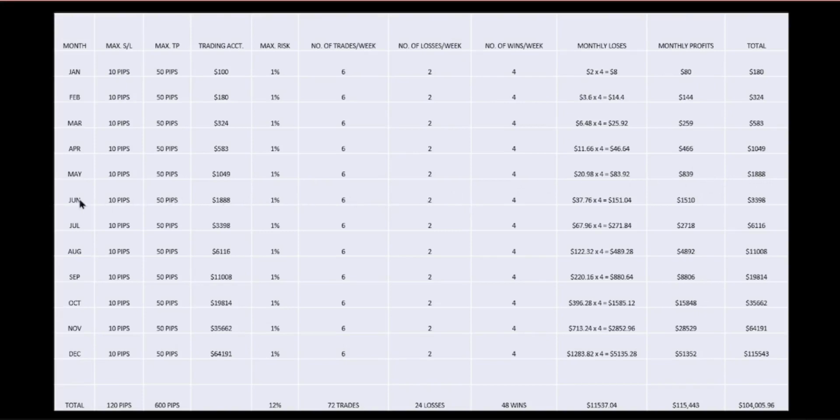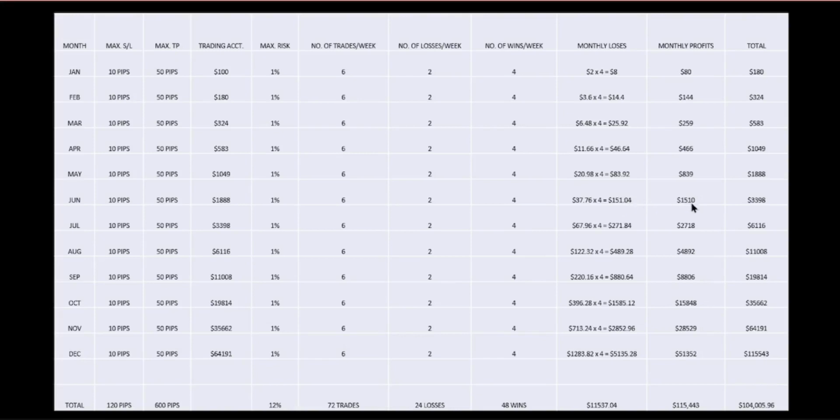Now, in the month of June, which is half year, everything being constant, but our trading account will change. It will now change to $1,888. All right? Every other thing remains constant. And then our loss for the month will be $37.76 times 4, which will give us $151.04. All right? That's what we are going to be losing throughout the month of June.